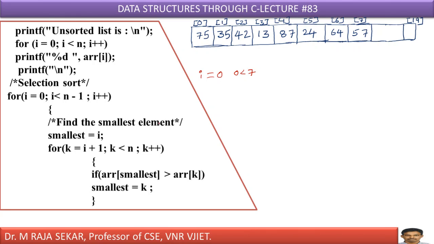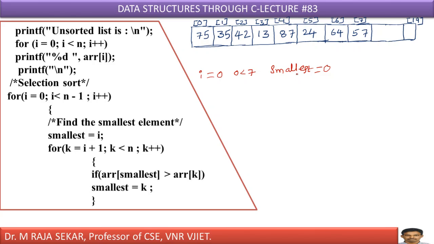Correct. Find the smallest element. Let me say smallest = i. Isn't it? What is your i? 0. Here smallest means I am storing not the smallest element, but the smallest element's index. Here, for let me say 75 is the smallest element. Why? Because I have seen only 75. That is smallest = i, which means smallest = 0.